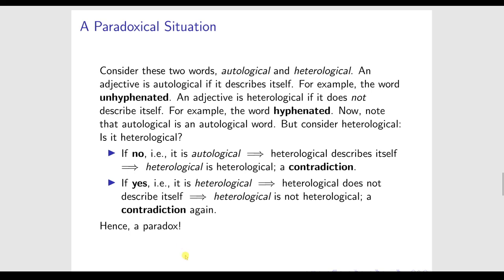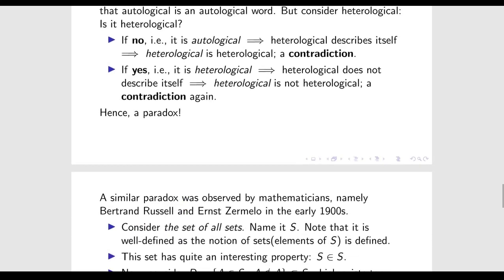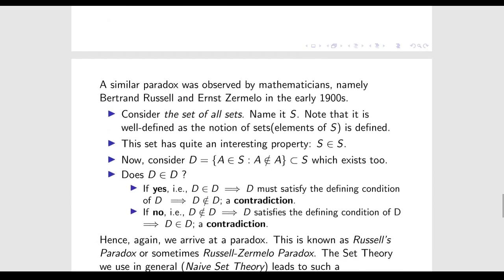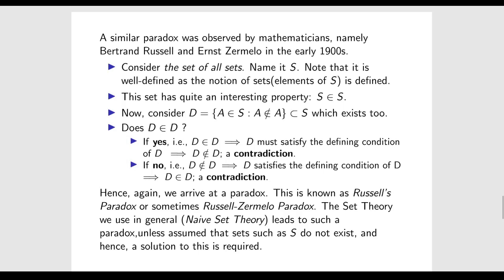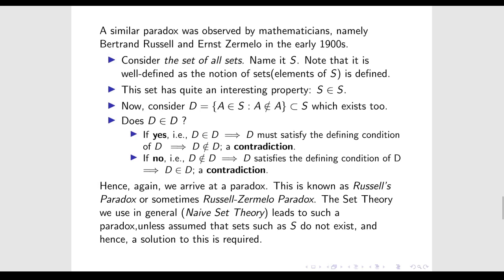Hence, a paradox. Now, a similar paradox was observed by mathematicians, namely Bertrand Russell and Ernst Zermelo, in the early 1900s. Russell considered the set of all sets, name it S. Note that, as per our definition of sets, this set S is well defined because the elements of S are sets, and sets to us are well defined. Now note that since S is the set of all sets, S has an interesting property: S itself belongs to S.